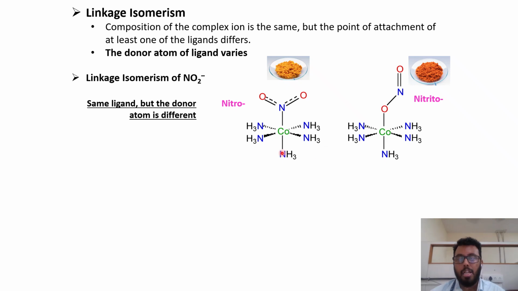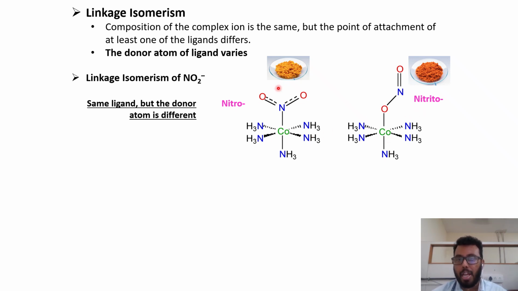So this is an octahedral complex with coordination number 6. So 4 amine ligands are present in the same plane. The fifth one is present below the plane, and the sixth one, nitro, is present above the plane, which is coordinated with the metal ion, represented in green color, that is cobalt, through the nitrogen atom. Whereas on your right, you can see that the same nitro ligand we have rearranged, and the oxygen atom is coordinated with the cobalt ion. So we call it nitrito ligand.